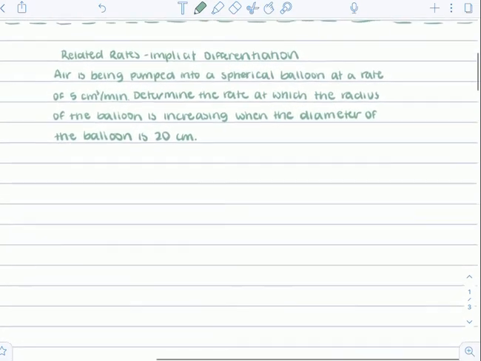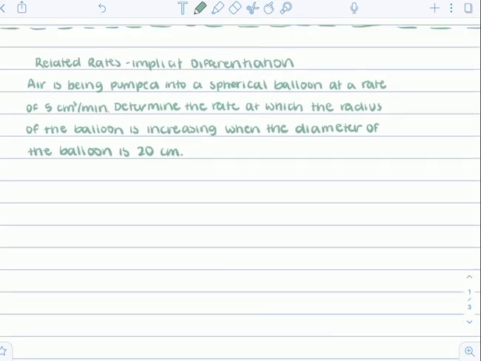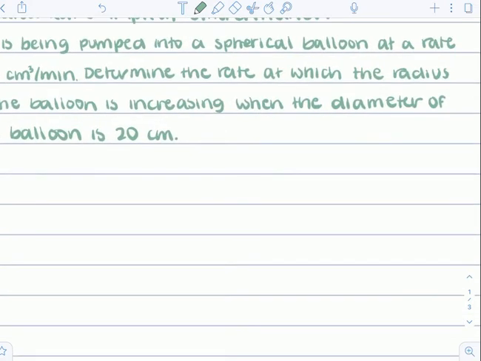And now for the next one. It says air is being pumped into a spherical balloon at a rate of 5 centimeters cubed per minute. Determine the rate at which the radius of the balloon is increasing when the diameter of the balloon is 20 centimeters. So if air is being pumped into the balloon, then the radius is increasing, because if this is the balloon and air is going in, it'll just expand and get bigger.